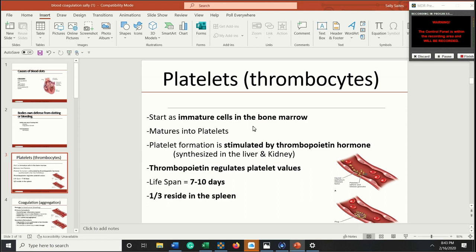Their lifespan is 7 to 10 days, but a third of them actually reside in the spleen. So that's why when you get spleen damage, or it has actually been opened, maybe from trauma, you can bleed a lot. You can bleed out and lose a lot of blood if you have spleen issues.